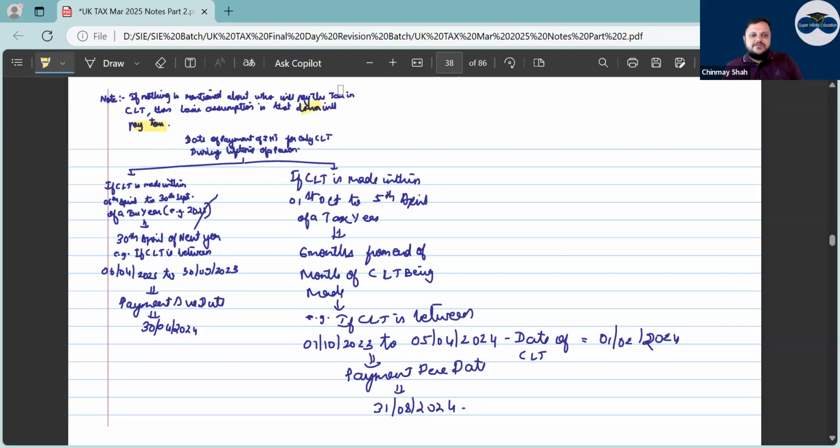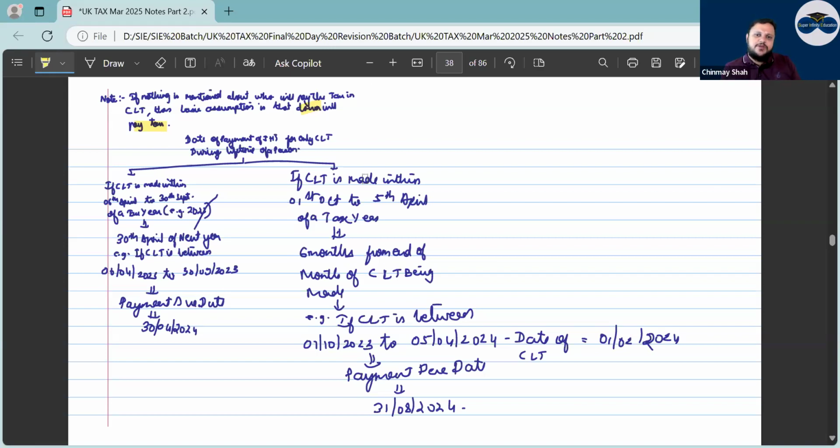If CLT is made within 6th April to 30th September, right? Then all of that tax will be paid on 30th April of next year, correct? So if CLT is between 1/4/23 to 30/09/23, payment due date will be 30/04/24. If it is made after September, that is October to 5th April, correct? Then 6 months from the end of the month of CLT. So let's say the date of CLT is 1st February 2024, then 6 months from there, 31/08/2024 will be your payment due date.